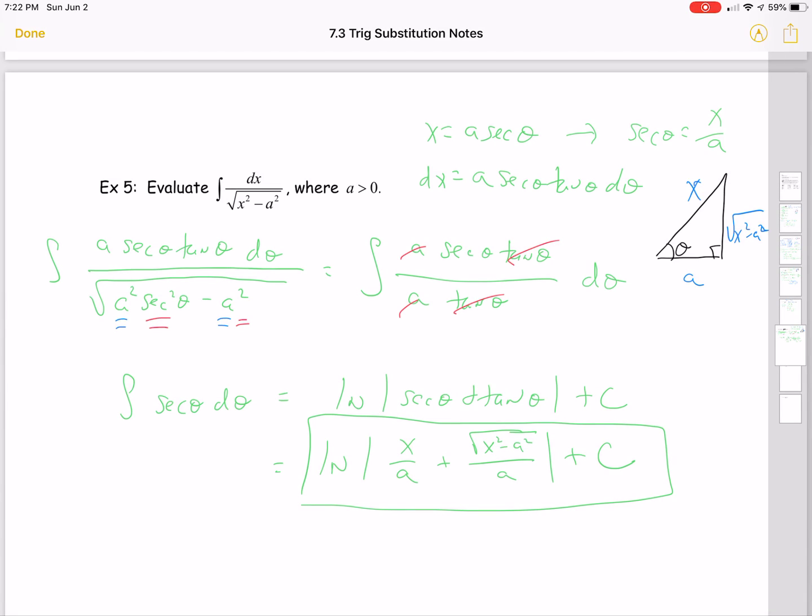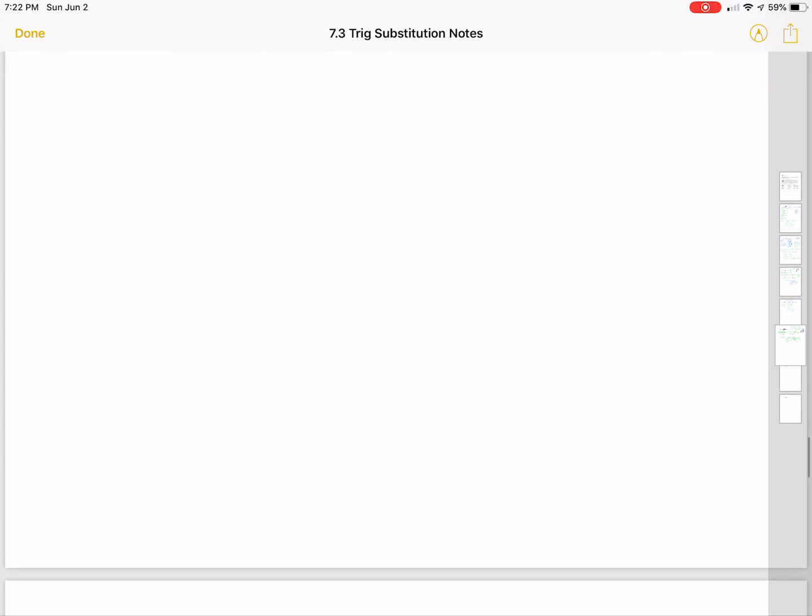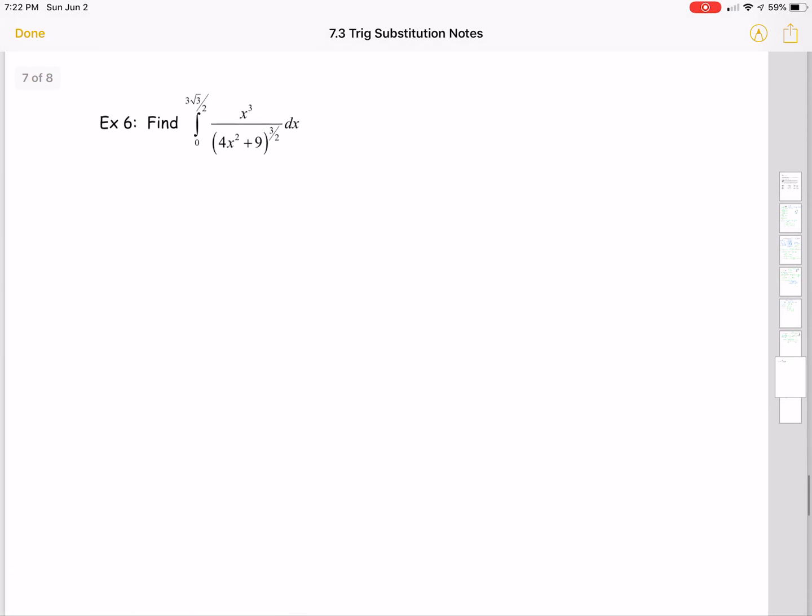Okay, third and final video. Last two problems take a little bit of time. And what you can see here on number 6 is that we have one with definite bounds here. We hadn't really dealt with that other than the ellipse problem.